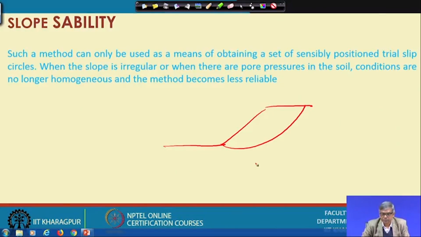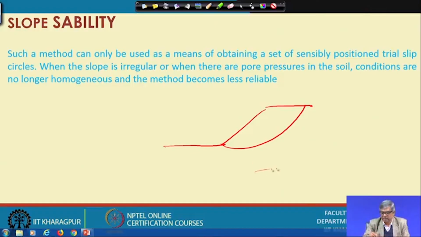But when the slope is irregular, you might, or most of us, open the newspaper now and then and see a landslide. Landslide is what? It is nothing but slope failure.